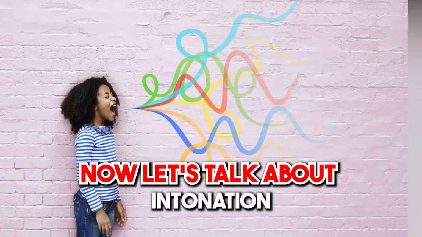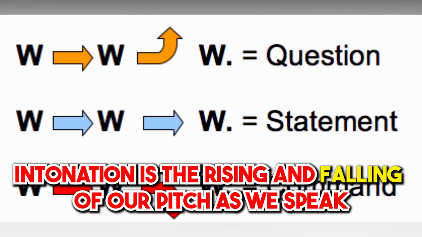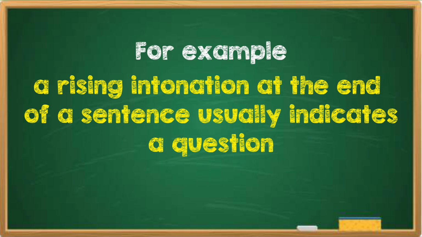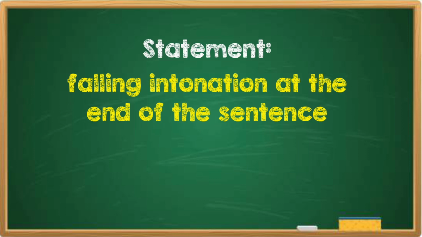Four-syllable words or more: we stress the third syllable from the end. Photograph. Now, let's talk about intonation. Intonation is the rising and falling of our pitch as we speak. It can convey different meanings and emotions. For example, a rising intonation at the end of the sentence usually indicates a question. Here are some common intonation patterns in English.